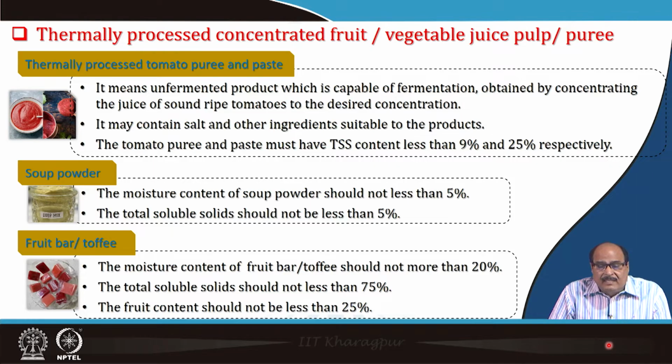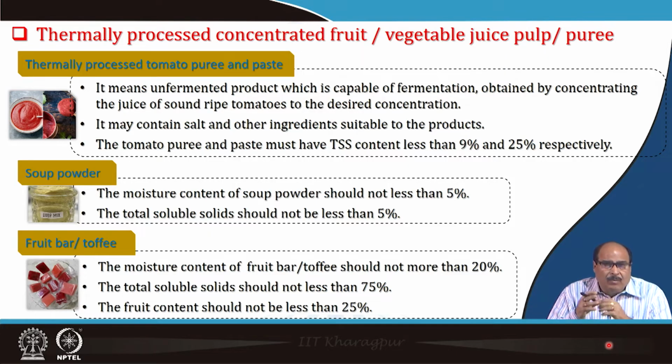Then the thermally processed concentrated fruit vegetable juices, pulps and purees, okay, that is the tomato puree and paste. It means the unfermented product, which is capable of fermentation, obtained by concentrating the juice of the sound ripe tomato to the desired concentration. It may contain salt and other ingredients suitable to the product. Tomato puree and paste must have TSS content not less than 9% and 25% respectively.